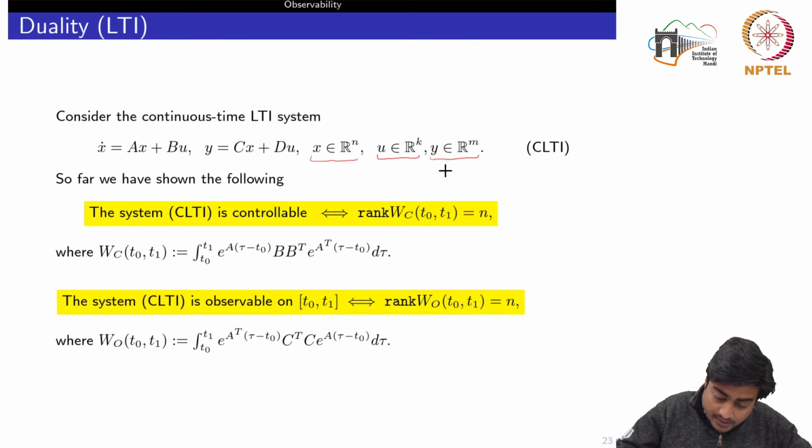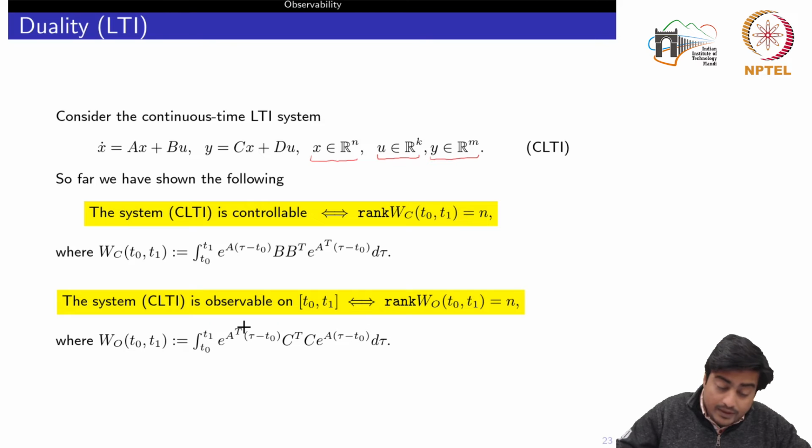Okay, we will give some importance to that in the next slide. So far we have seen that the CLTI is controllable if and only if the rank of the controllability Gramian is equal to n, where the controllability Gramian is defined by this. Now the CLTI is observable if the rank of the observability Gramian is this. Here we made use of the A, B matrices, and here we made use of the A, C matrices.